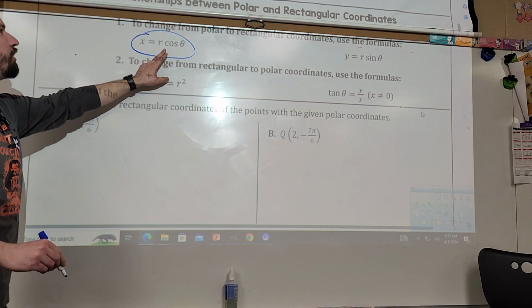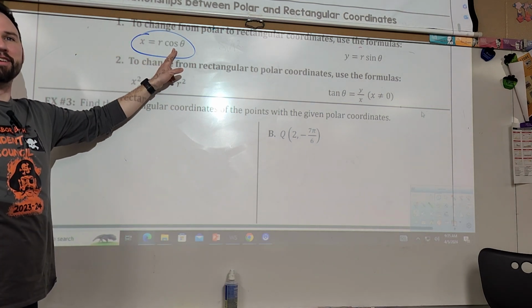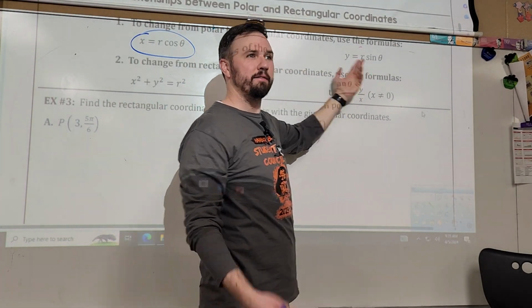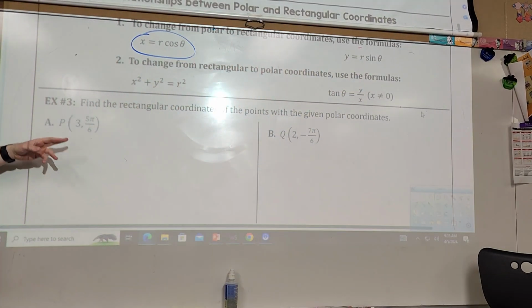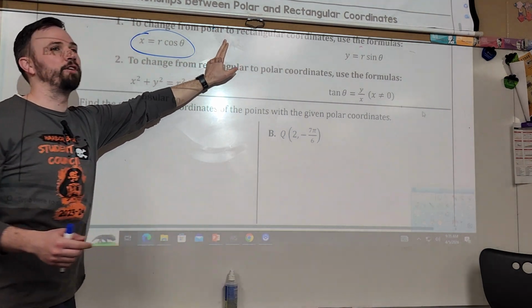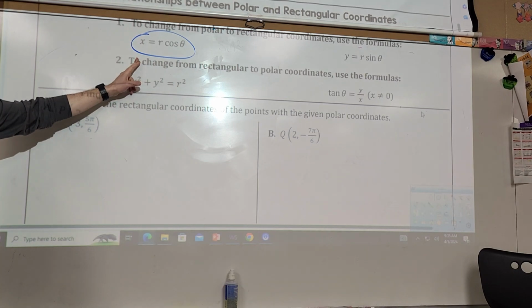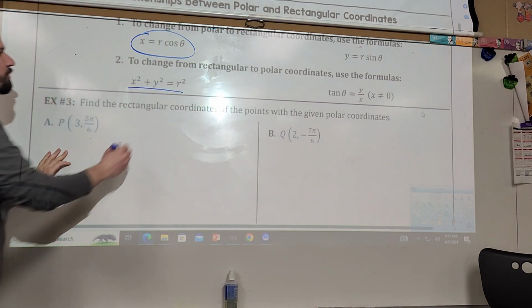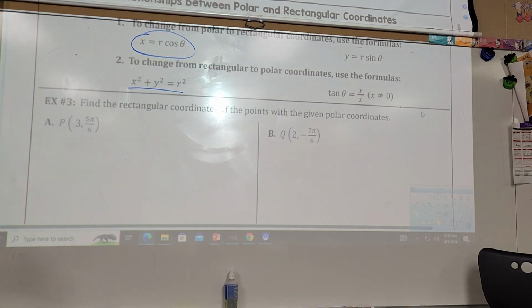All right. Why is x r cosine of theta, do you think? What's cosine give me? X. What's sine give me? Y. So, if I'm given polar coordinates, I can convert them to an xy using these two formulas. And I can also go in reverse. If I'm given an x and y, I can convert it to polar.